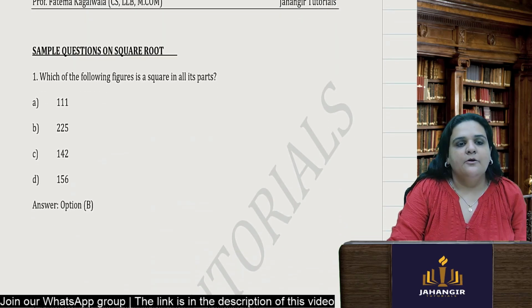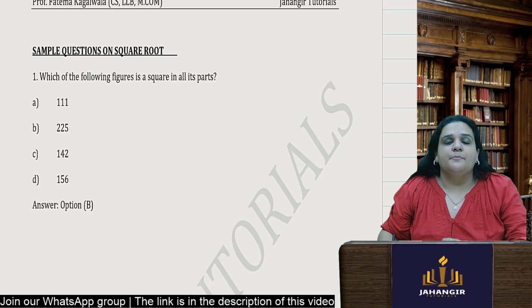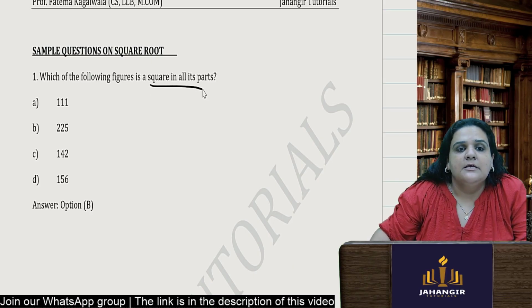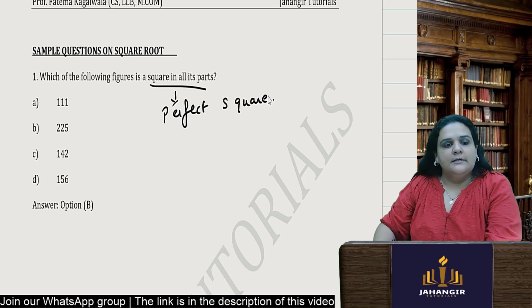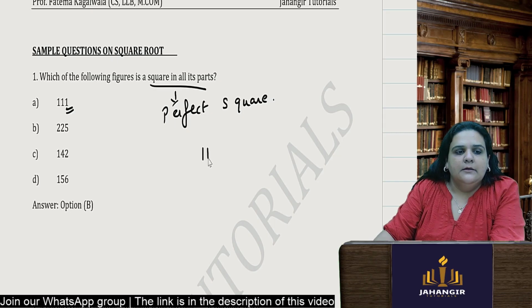Come on. Sample questions. Which of the following figures is a square in all its parts? In all its parts means it is a perfect square they are asking. So you can use the prime factorization method and also you can find out. If you want, you can use prime factorization method. It actually will not be a perfect square.